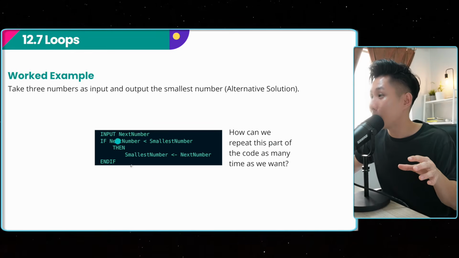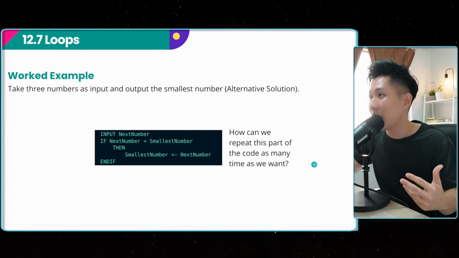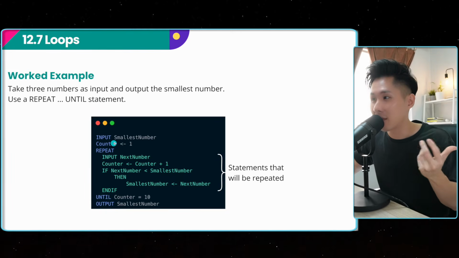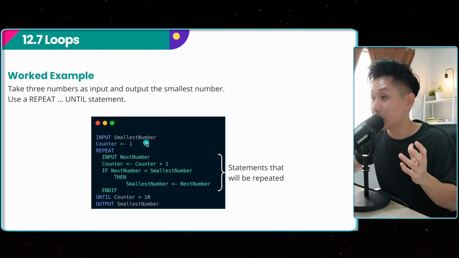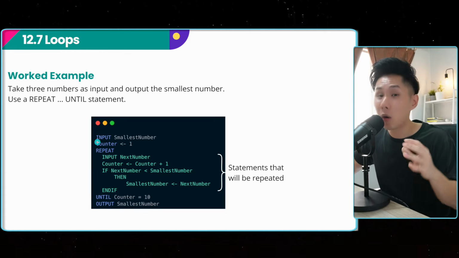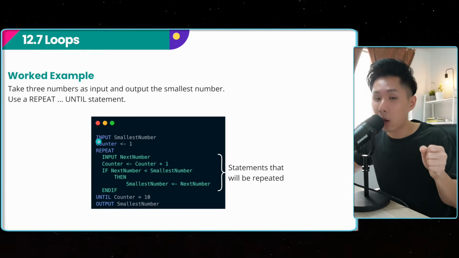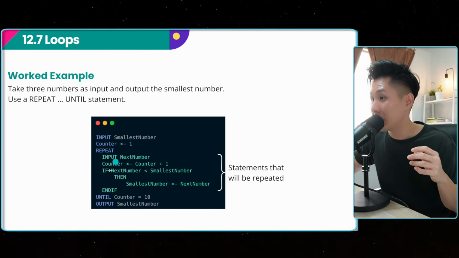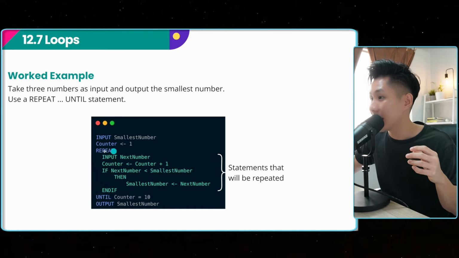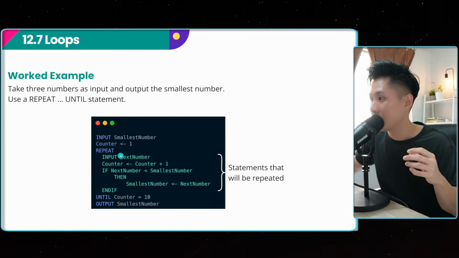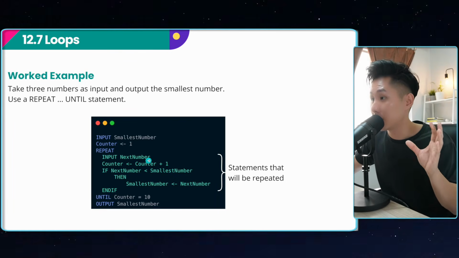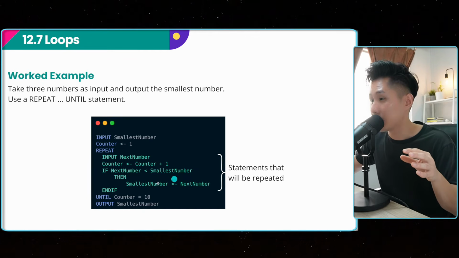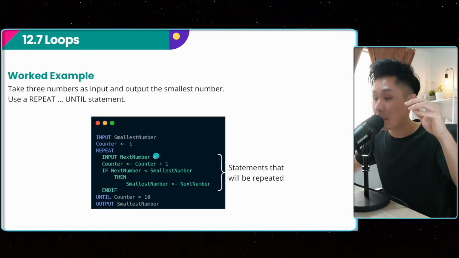How can we repeat this part of the code as many times as we want? We use a repeat until statement. So let me go through this algorithm with you. First of all, we ask again for the smallest number. And I'm going to create a variable called counter. The counter variable will store how many times my program has looped. And then I'm going to use a repeat until statement. Everything that is indented under this statement, these are the statements that will be repeated. I'm going to ask for the next number, and I'm going to increment counter by 1. And I'm going to do my comparison stuff. And these statements will be repeatedly executed.